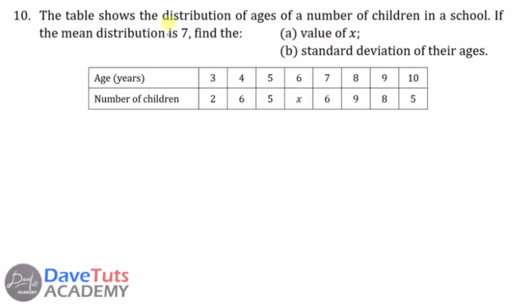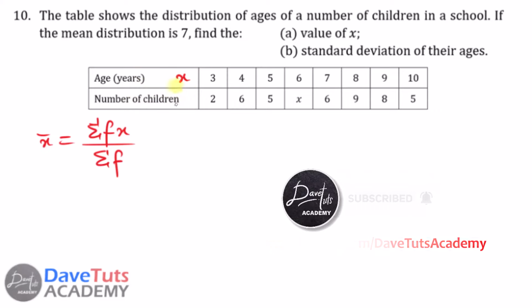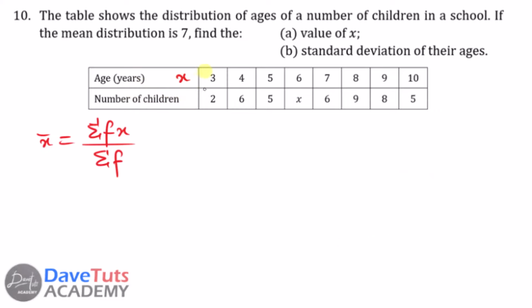In this first case, for us to find the value of x, we are given the mean distribution, and that is an expression of the fact that we are finding the average of the data set, and that will be summation fx over summation f, where x is the data set. In this case x will be the age of each of the children, and the frequency, the times that the ages occur, will be f. So that is what we are going to use in this case.